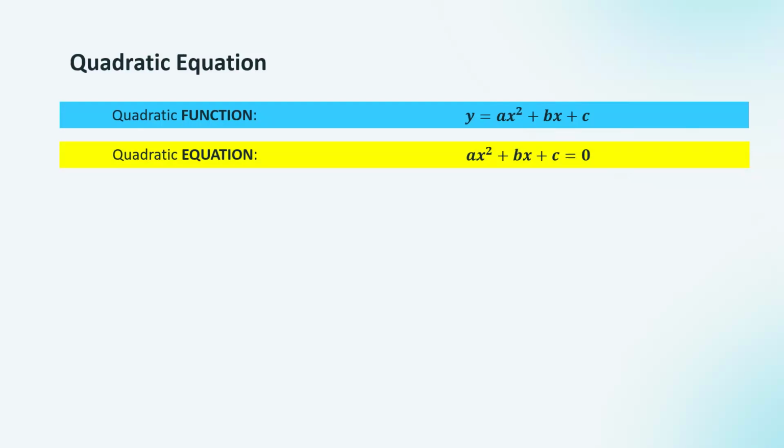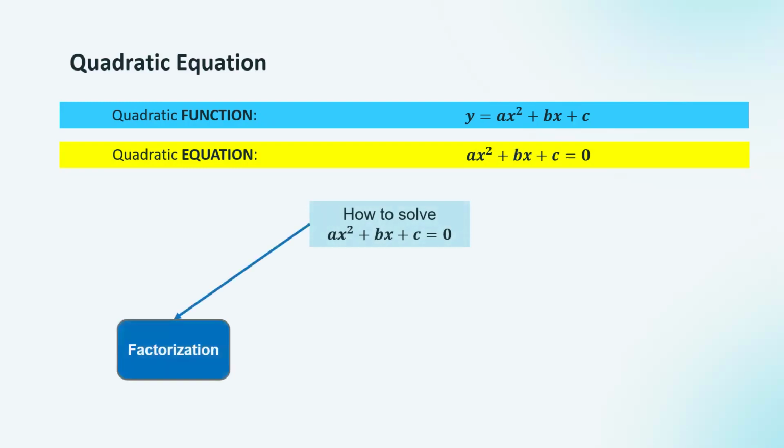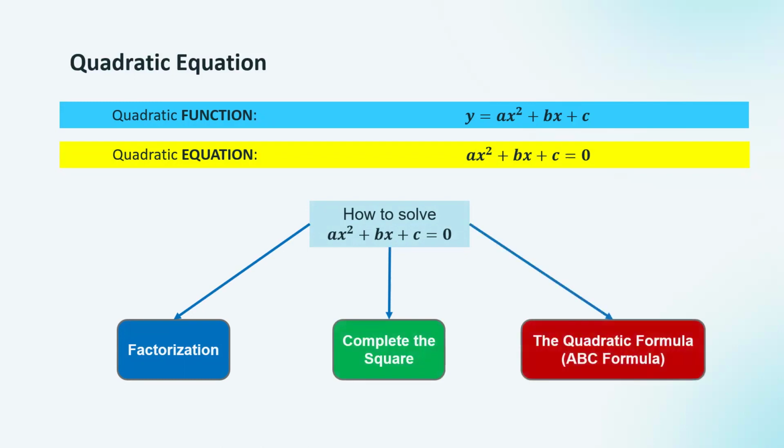Okay? So there are three ways to solve a quadratic equation. The first one is going to be factorization, which we are going to learn in this video. And then in the next few videos, we are going to learn about the next method, which is completing the square, and then the quadratic formula, or as I usually say it, the ABC formula. So again, in this video, we are going to learn how to solve equations with factorization.